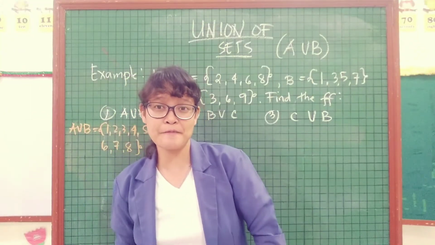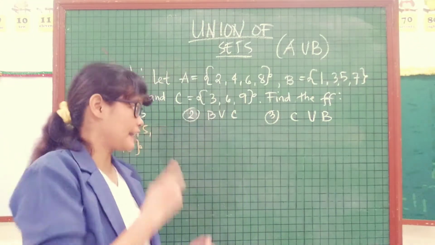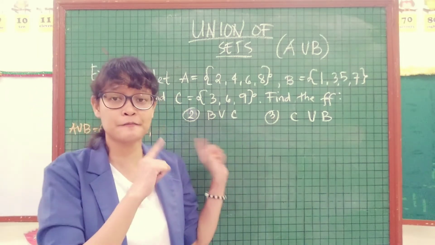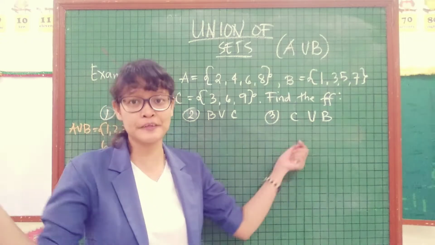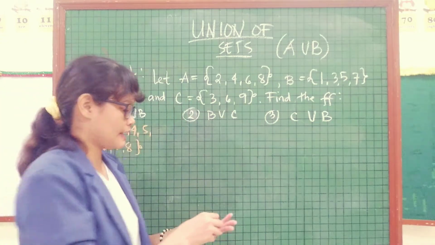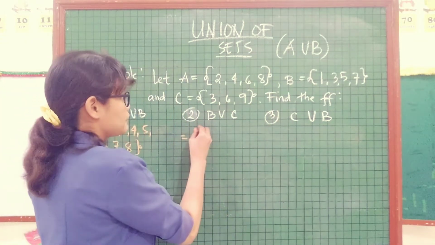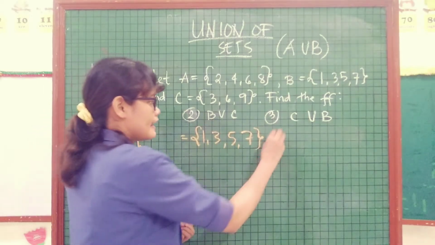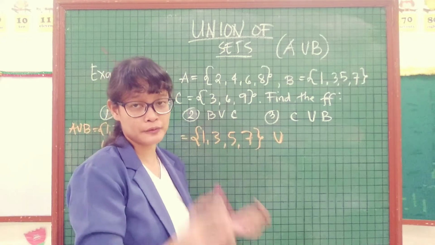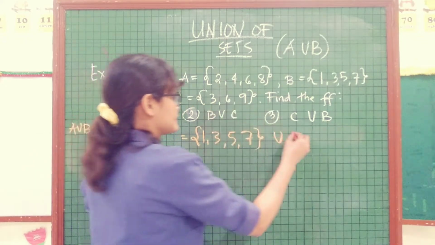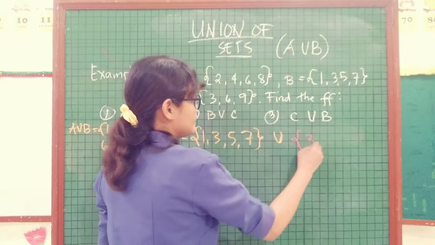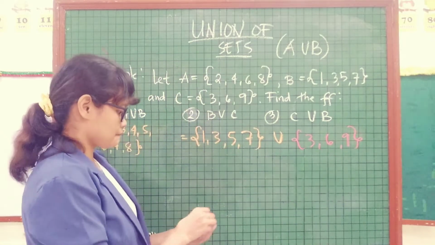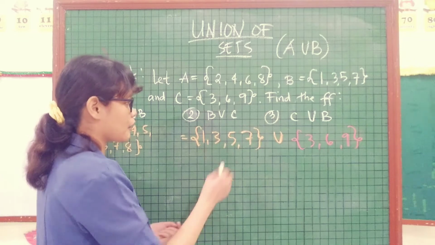Okay, so let's have example number 2. You're asked to find the union of set B and set C. So again, let's just list down the elements of both B and C. And then after that, let us combine the terms. For set B, we have 1, 3, 5, and 7. And then we are going to unite this one to the elements of set C, which is 3, 6, and 9.